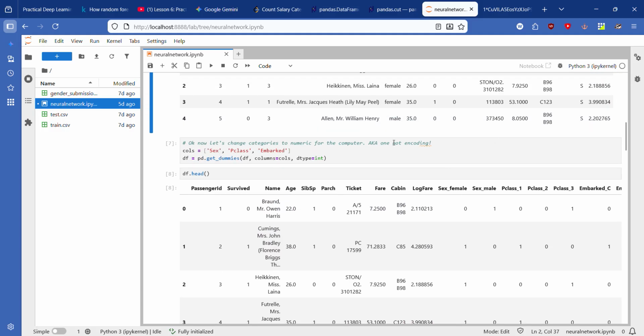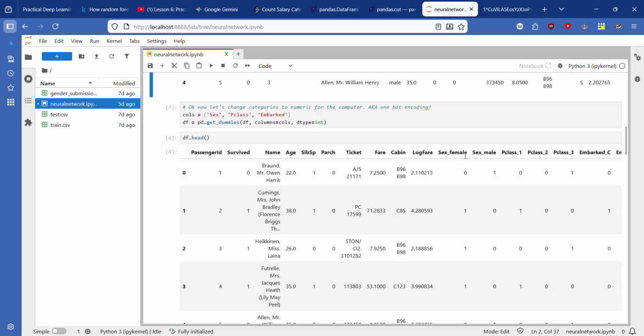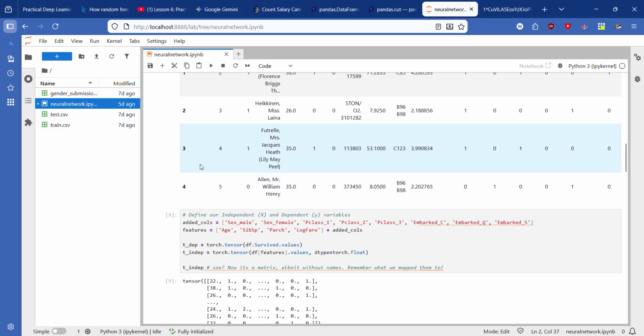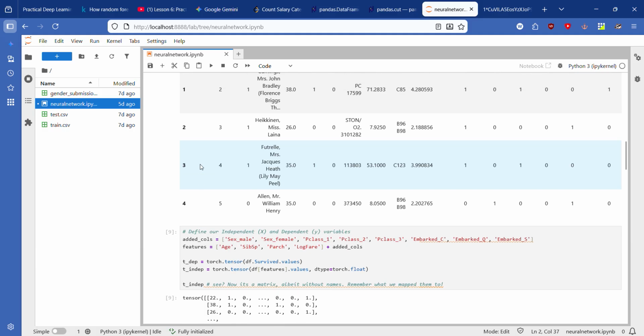So now that we got our new data frame with all these new columns, we have to define what those new columns are. So I did the added calls as the new columns. And then we did the features, and the features are now going to be everything that the model is going to pay attention to make its decisions.